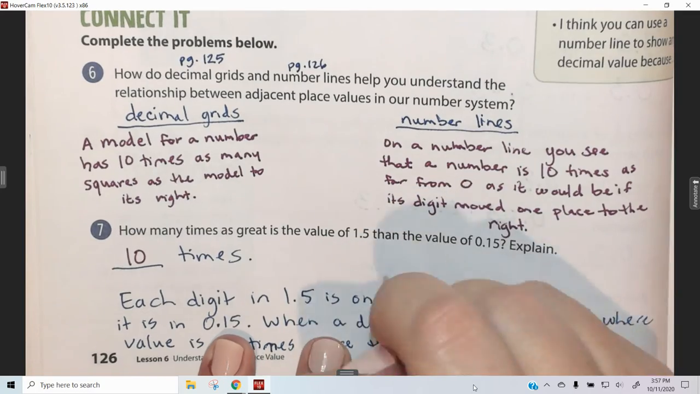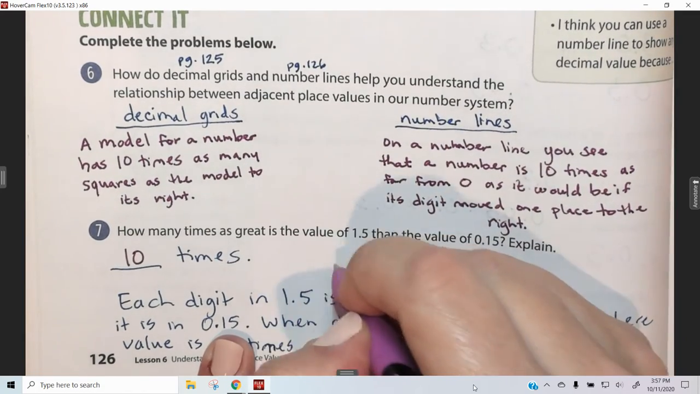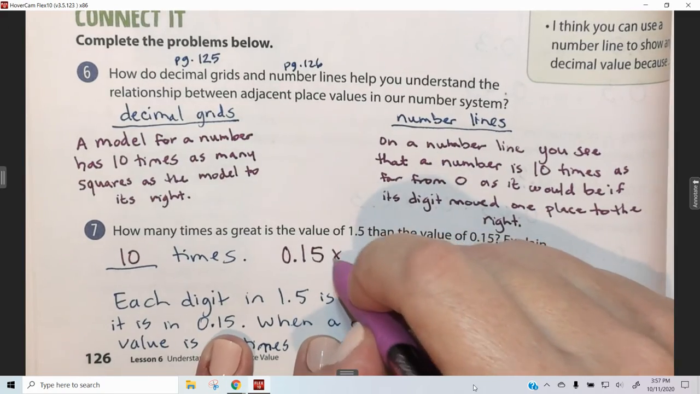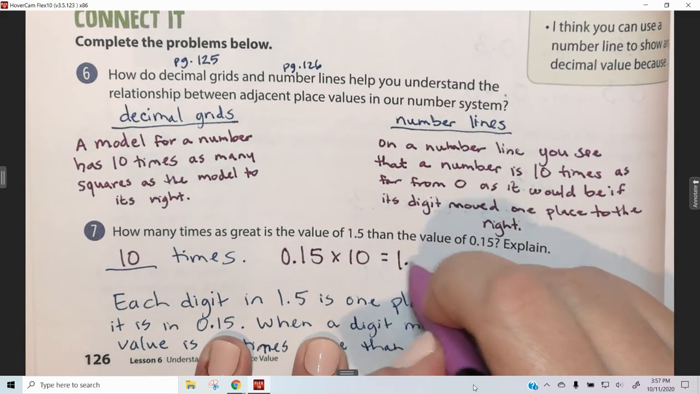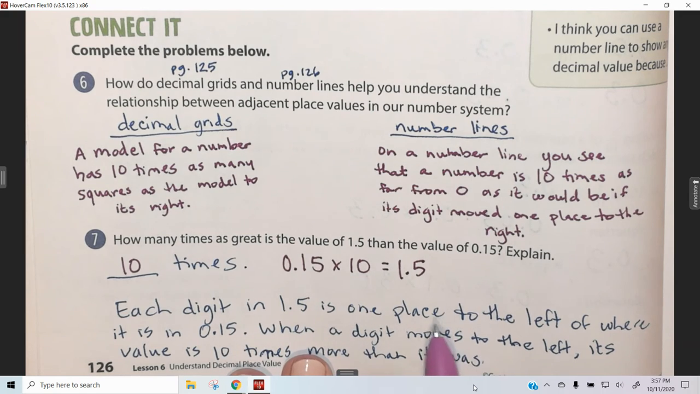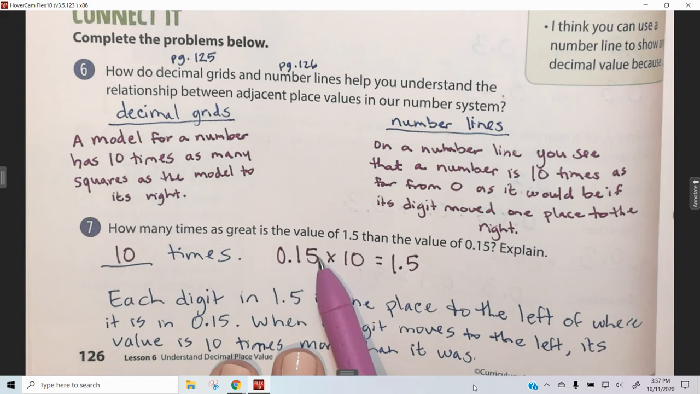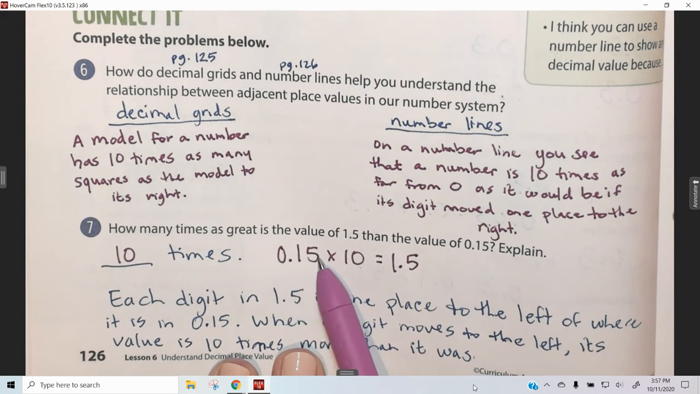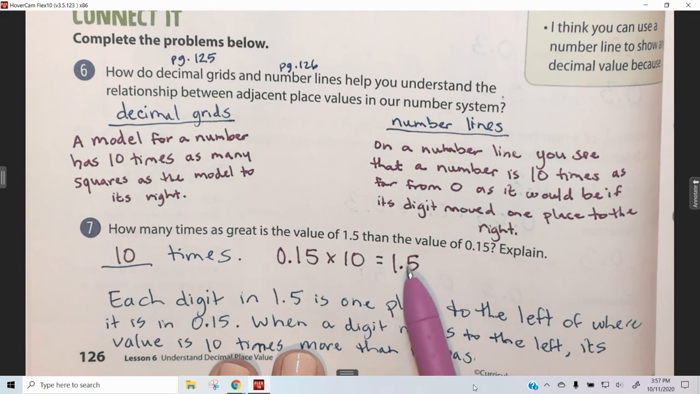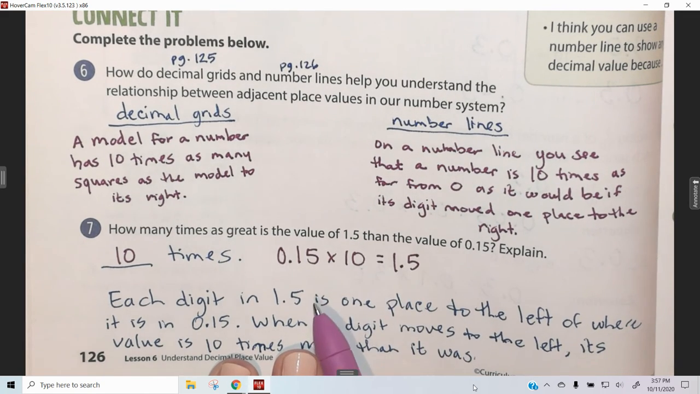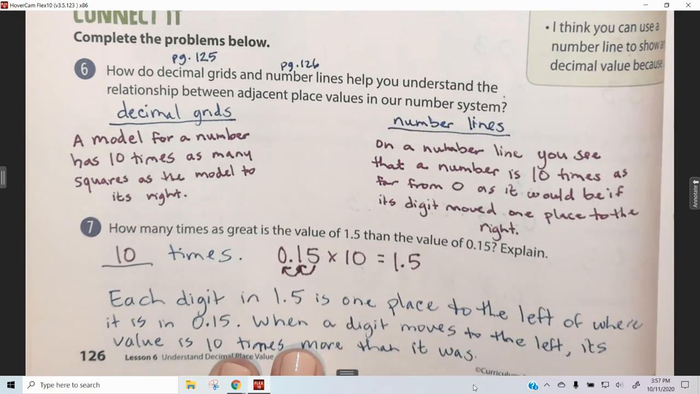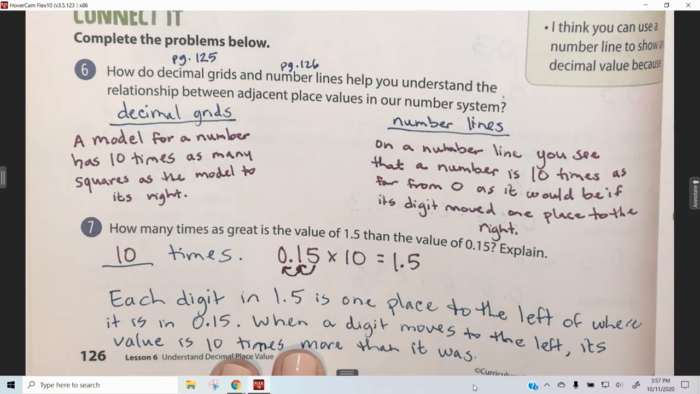So you could also say that 15/100 times 10 equals 1 and 5/10, because each digit moved one place to the left. So this 1 moved to the left of the decimal. This 5 moved to where the 1 is. That's because we multiplied it by 10. So every time the digits move one place value, or they move over to the left, like this 1 moved to there, that 0, and this 5 moved to where the 1 was, that means that it is 10 times greater.